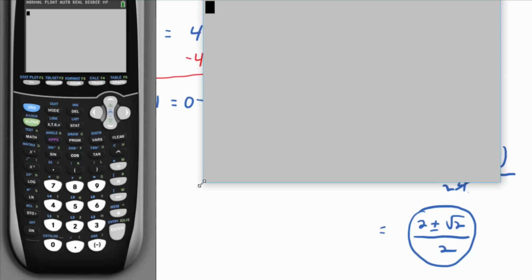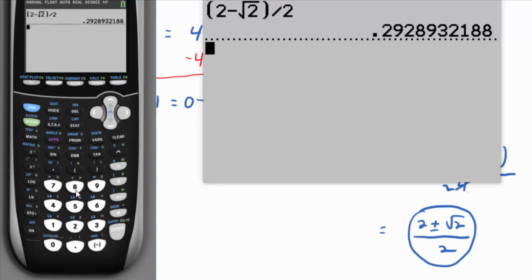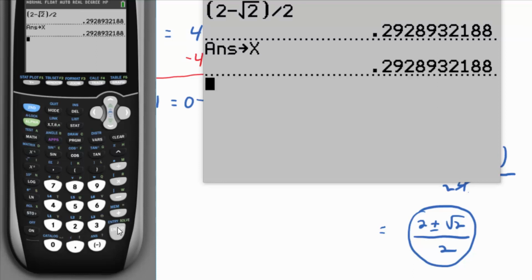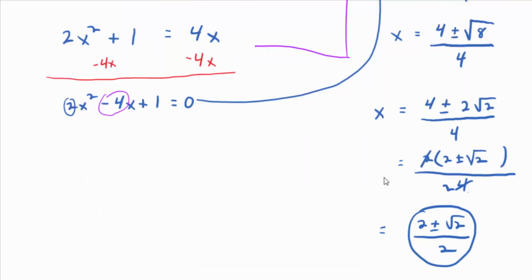So in the numerator, put in parentheses around the numerator. So we'll do the minus first. So 2 minus root 2, and then make sure you have parentheses around that numerator, all over 2, right? And then press enter, and then press STO, store that as x. So 0.29, if you wanted to write down the approximate solution, I would go approximately 0.29 if you're going to 2 places past the decimal.